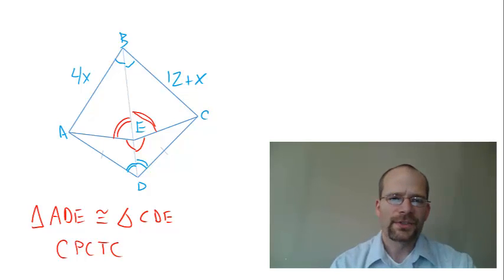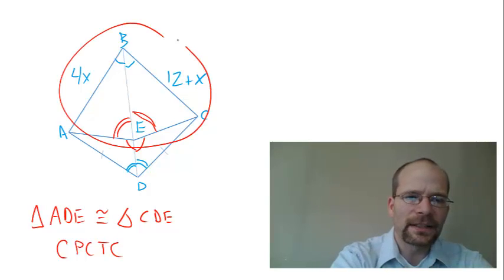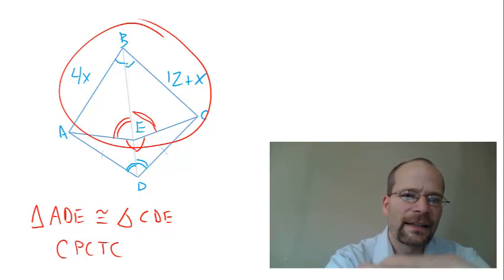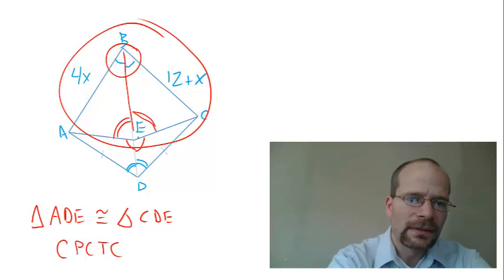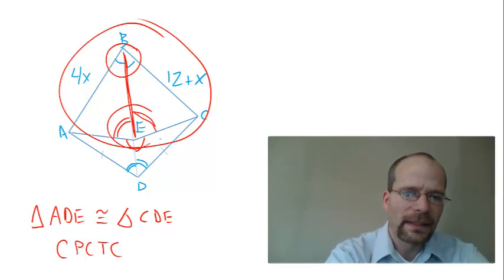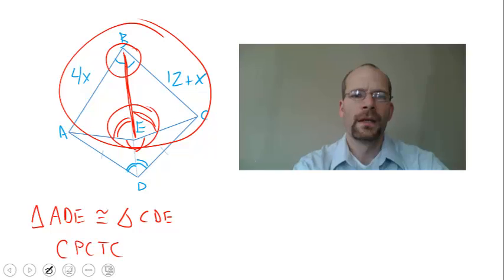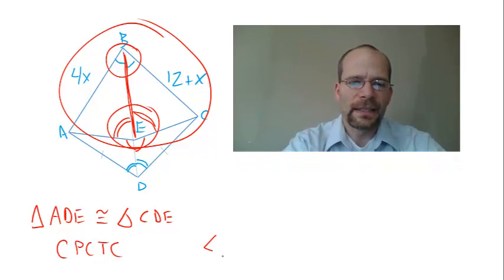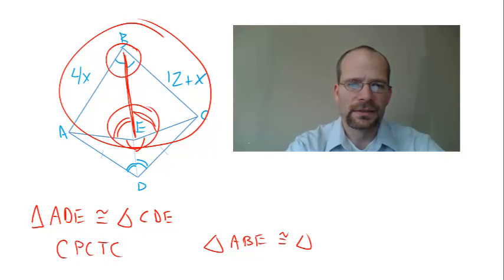Okay, so now when we focus up here at the top, we find that we now have an angle, side by the reflexive property, angle. Side angle side... rather, angle side angle. So now we can be certain that triangle ABE is congruent to triangle CBE.